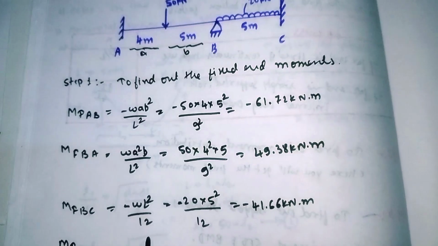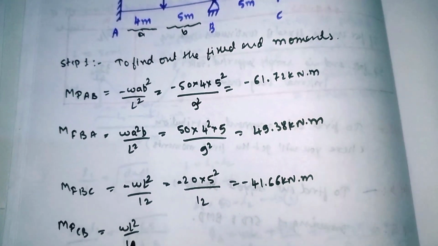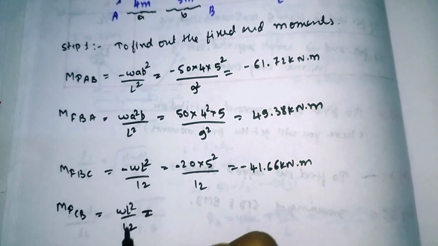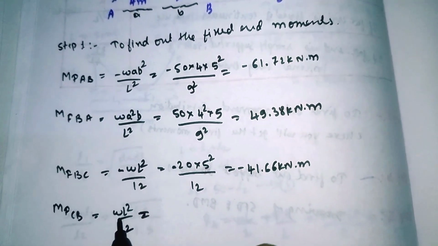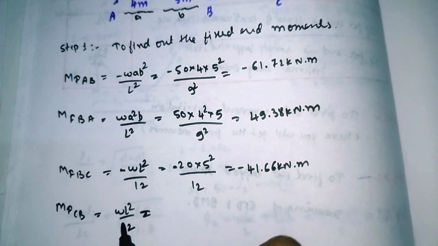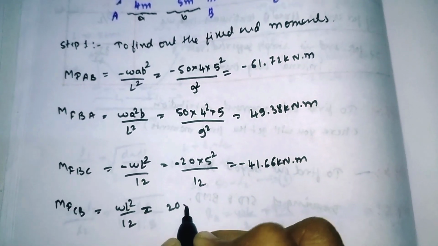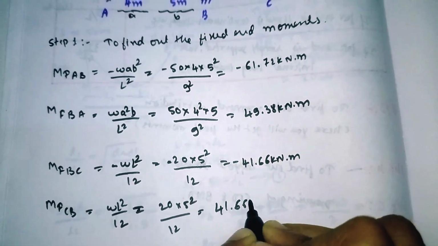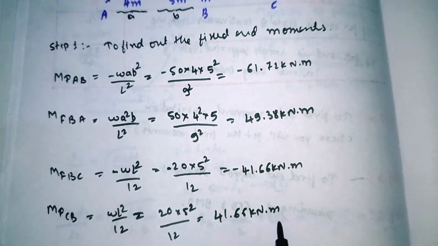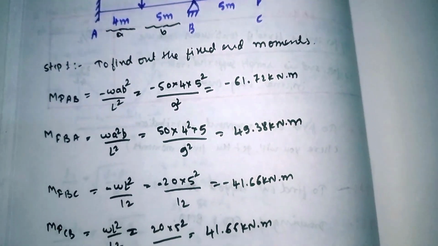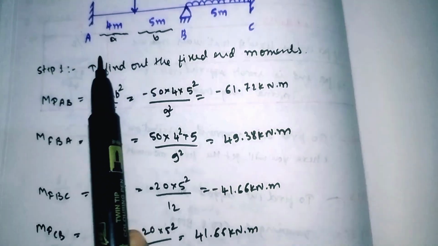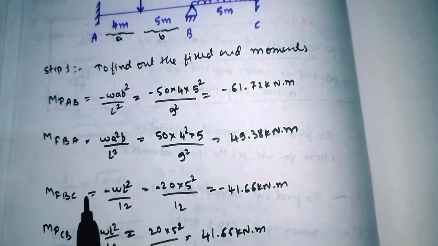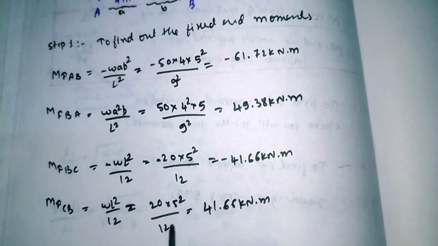Fixed end moment for span CB. For that we have the formula W L square divided by 12. Everything is the same, only the sign will change, negative here and positive here, because one is acting anti-clockwise and this is clockwise. So 20 into 5 square divided by 12, it will come out as 41.66 kilonewton meter. So now we have calculated the fixed end moments for span AB, that is AB as well as BA, and BC and CB. So this is our first step.